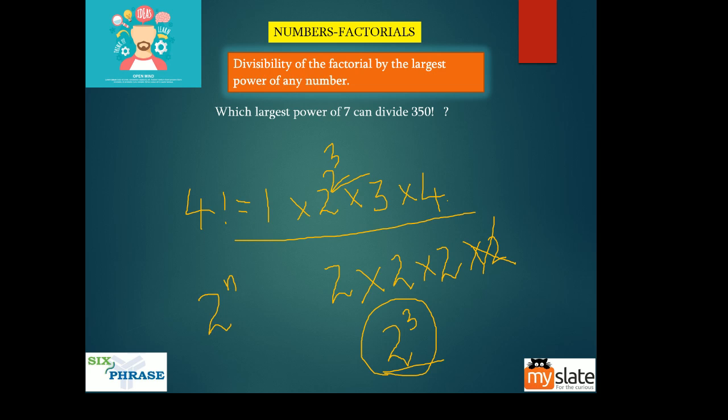Assume you did not have this 2. Okay, you have only this 4. So what can you divide by in the denominator? You can only use 2 square, right? So if they ask you what is the largest power of 7 that can divide 350 factorial, they are indirectly asking you how many 7s are there in 350 factorial. That is what they are asking you.